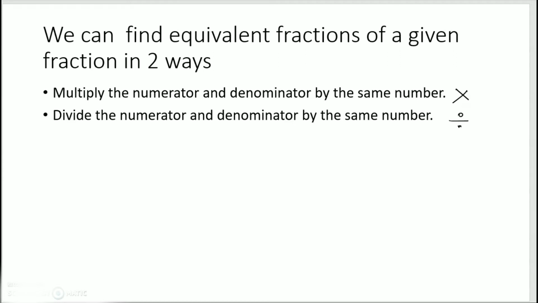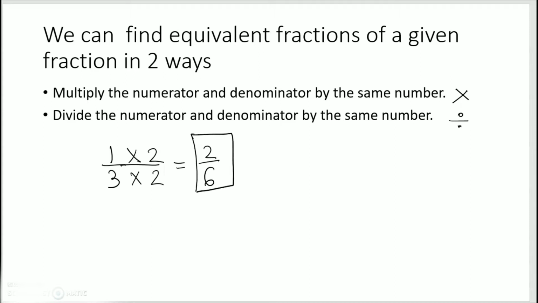So let's see an example here. Say for example, I have 1/3, and I want to find out the equivalent fraction for this. So multiply both the numerator and denominator by 2, and I get 2/6. So this is an equivalent fraction of 1/3. I can take 1/3 and then multiply the numerator and denominator by 3. I get 3/9. So this is again an equivalent fraction.